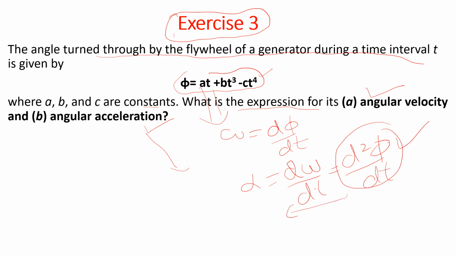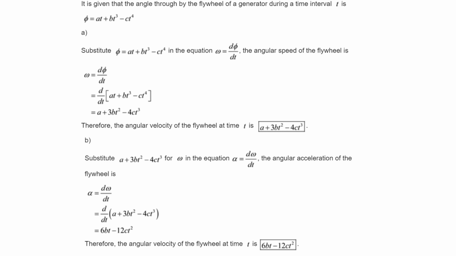Now I'm going to show the details, putting in the values and everything, in our upcoming slide. Now this is the expression and this is our equation. Simply use this formula and substitute the given values. That is delta phi over delta t. Now simply take the derivative, which we already know from our very rudimentary classes. So we end up with an angular velocity of a plus 3b t squared minus 4c t cubed. Similarly, we take the derivative of this equation and we end up with the angular acceleration, which is 6bt minus 12ct squared.